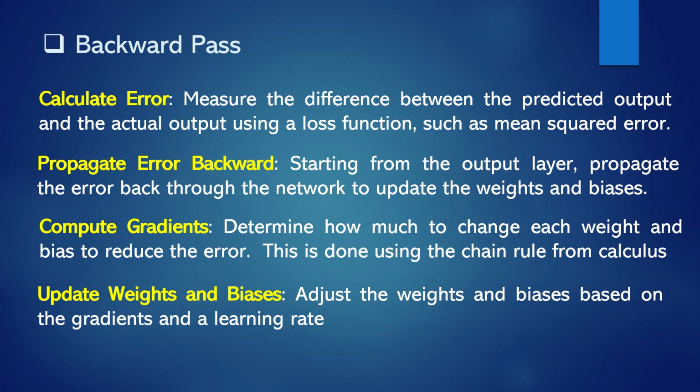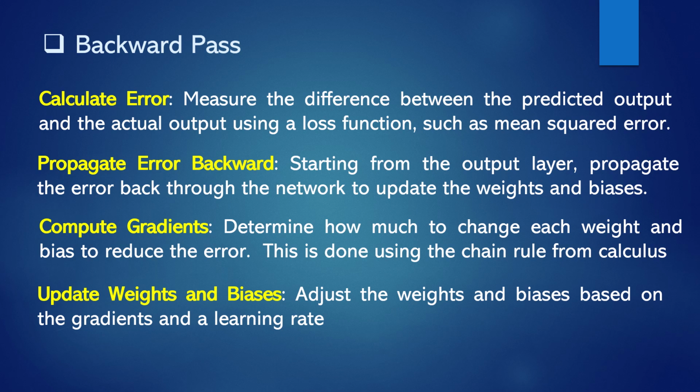Next is the backward pass. In the backward pass, the error, the difference between the predicted and the actual output, is propagated back through the network to adjust the weights and bias. One common method for calculating error is the mean square error, given by the predicted output and the actual output.